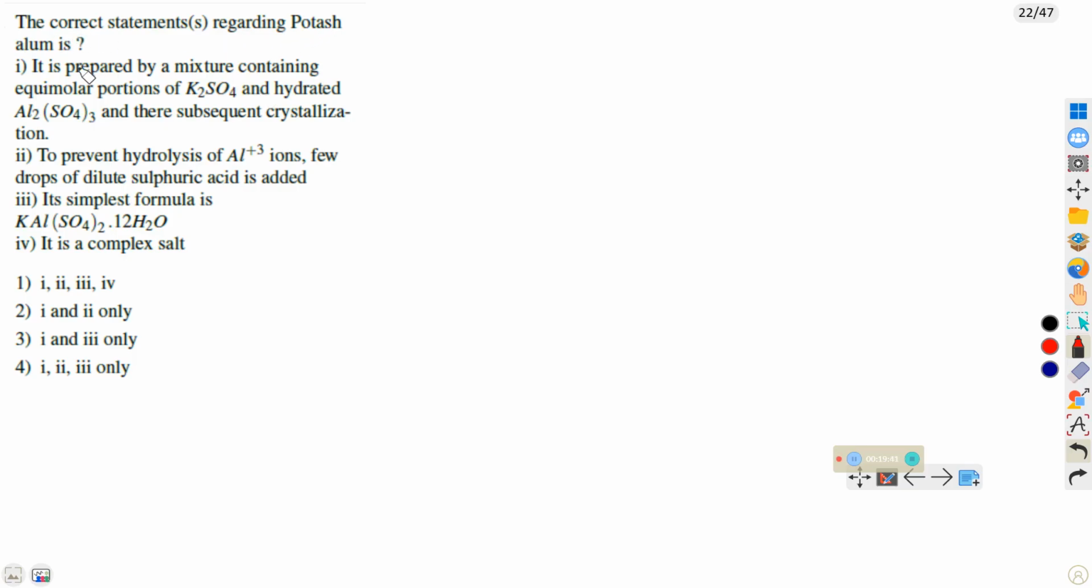The correct statement regarding potash alum: it is prepared by a mixture containing equimolar portions of K2SO4 and hydrated Al2(SO4)3 and their subsequent crystallization. Correct. To prevent hydrolysis of Al3+ ions, a few drops of dilute sulfuric acid are added. Its simplest formula is KAl(SO4)2·12H2O. It is a complex salt. This is wrong. It is a double salt, not a complex salt. Fourth option.